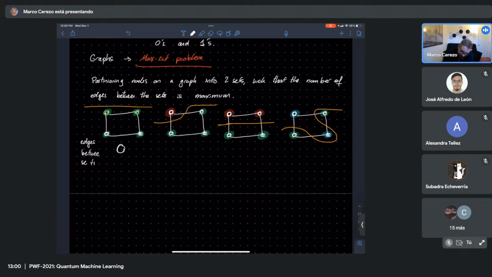How many edges are here between sets? In the second one, there's 2, because we are crossing here and we're crossing here. So there's 2 edges that separate the sets. This one right here also has 2. Now, this final one actually has 4. So you can see that those different ways of partitioning the nodes in the graph have different values according to that specific task that I'm trying to solve, which is the max cut problem.